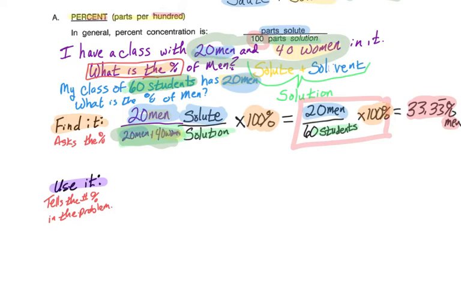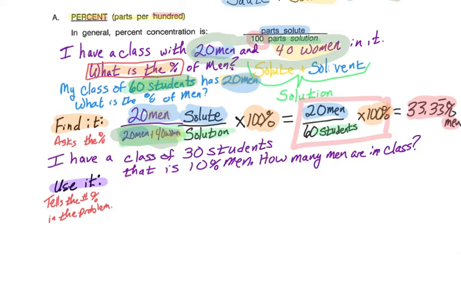Now let's look at a problem that is a use it problem. So in this sample, I have a class of 30 students that is 10% men. How many men are actually in the class? I'm going to guess you can already do this off the top of your head, but what is the pattern you should use? Step 1, define what type of problem you have. Here you can see that I'm given the percent, so I obviously should not be looking for it, I should be using it.